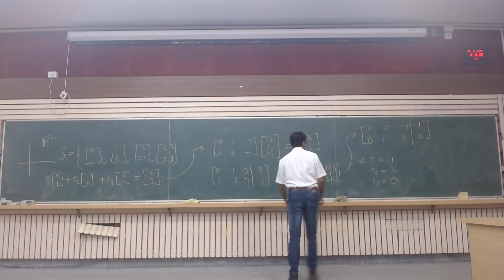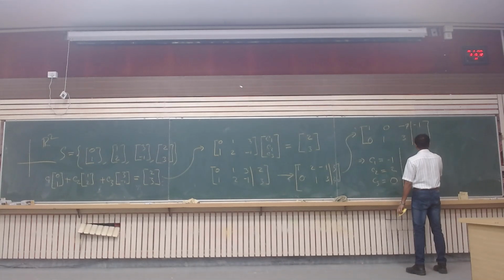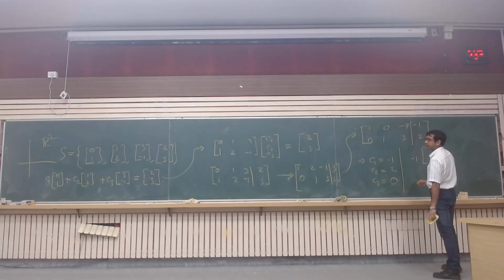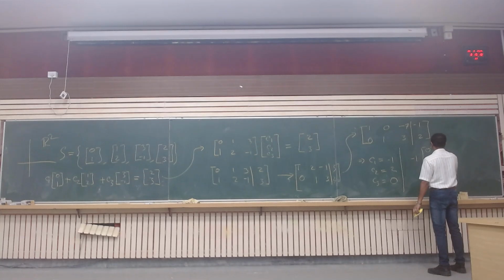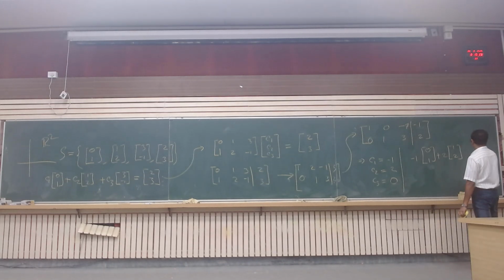If you put C1 equal to minus 1 times this vector 0, 1, plus 2 times the second one, that is 1, 2, plus 0 times the third one, that is 3 and minus 1.